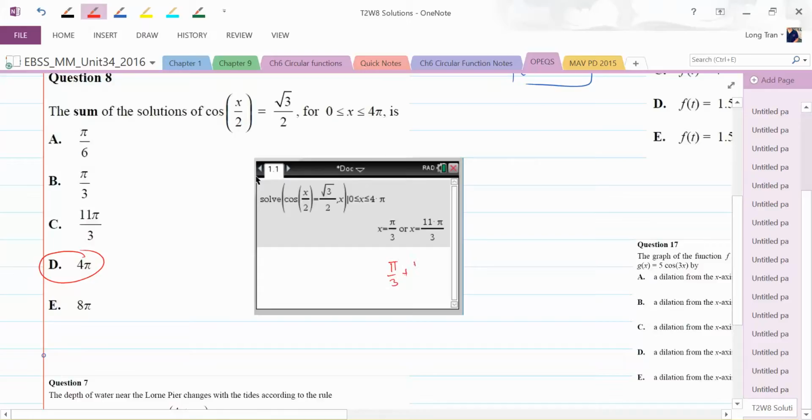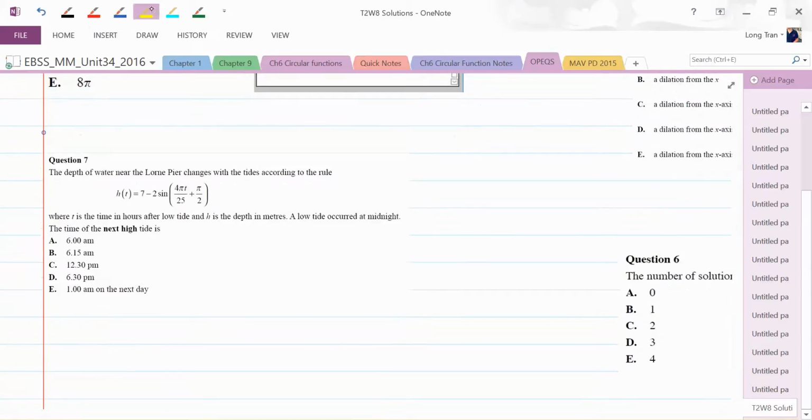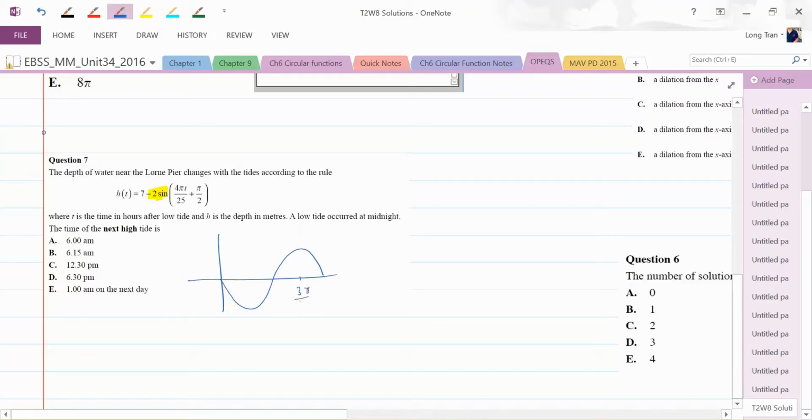Pi on 3 plus 11 pi on 3 equals 12 pi on 3, which is 4 pi. And then over here, as I was mentioning again, it's negative sine. So therefore, we know our graph maximum occurs at 3 pi on 2. That's when negative sine of 3 pi on 2 will give you the highest point it could have.